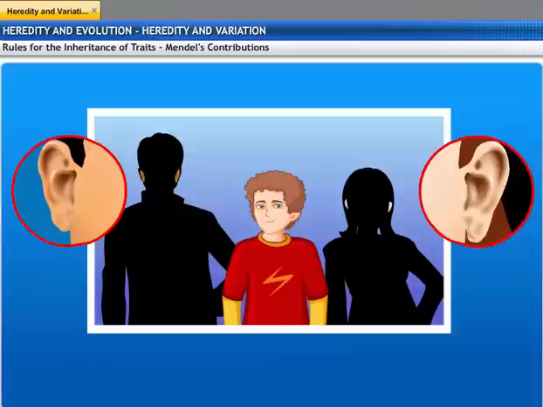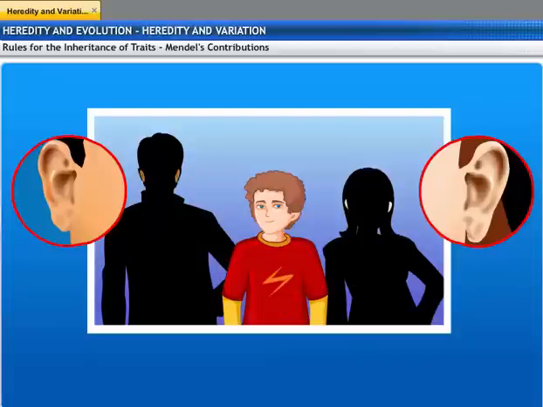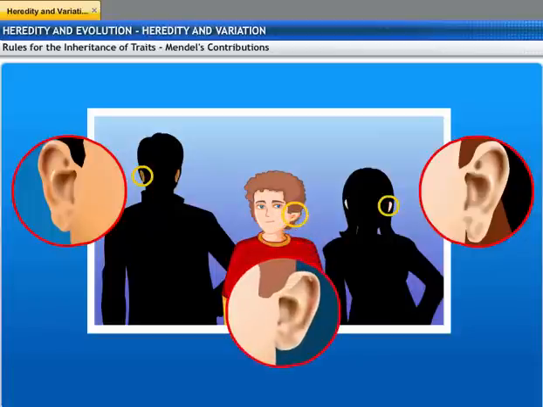The inheritance of traits is related to the fact that both the father and the mother contribute equal amounts of genetic material to the child. If we try to correlate the earlobe of a child with that of his parents, we understand that the father's gene for earlobe is dominant, because of which the child developed an attached earlobe.